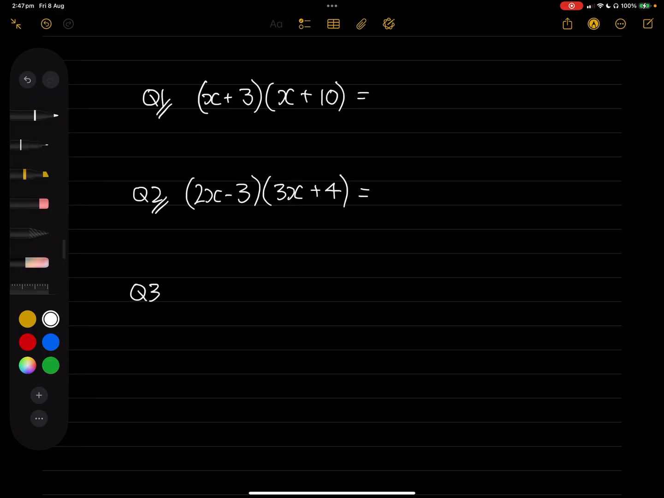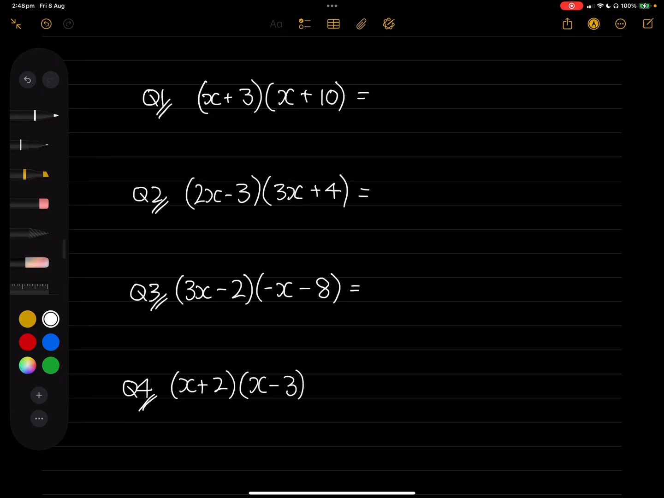For question 3, let's make this one a little bit more challenging. So to make this a little bit more challenging, we might give it some more negatives. We'll say that it's 3x minus 2 times minus x minus 8. And then for question 4, we might make it a slightly different looking one. We'll make it x plus 2 times x minus 3 times x minus 4.